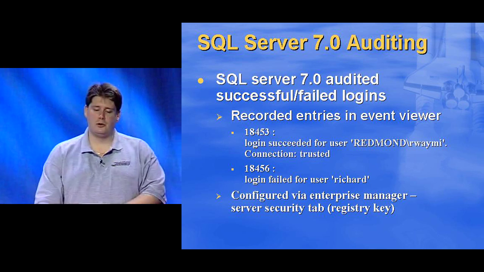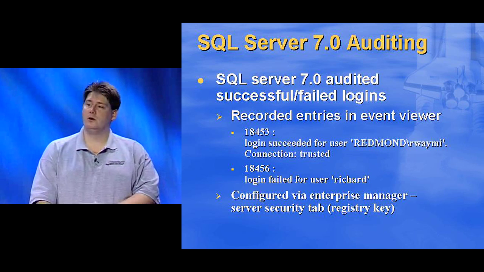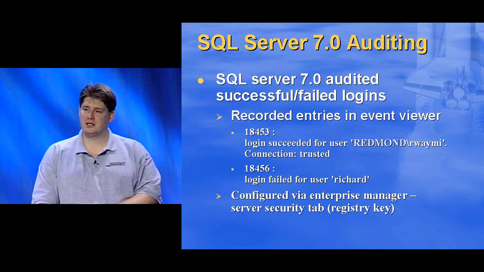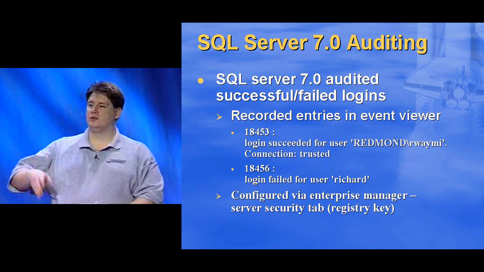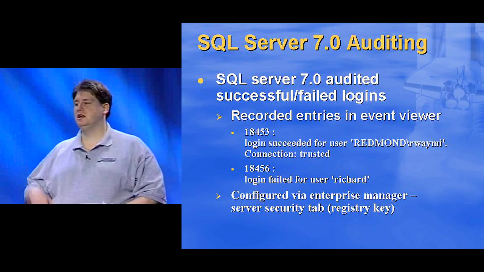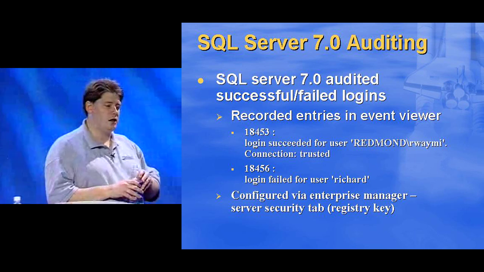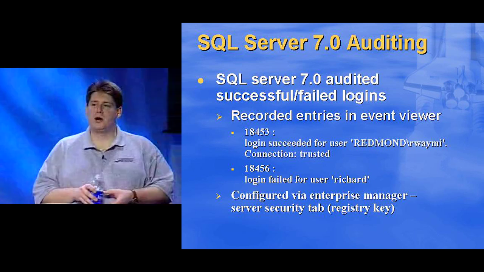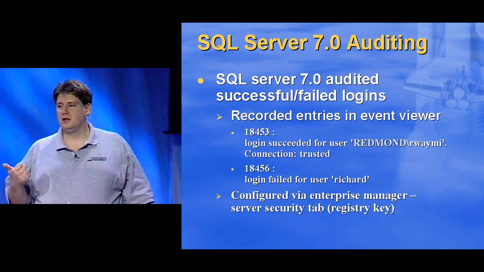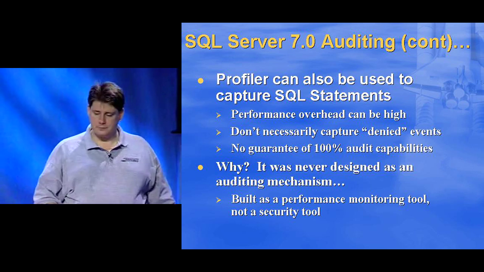So a couple of events I put here on the slide deck. Event 18453 was login succeeded for whoever, Redmond or Waymire, connection is trusted in this case. And 18456 was login failed for user, and then in this case I used a standard security user of Richard. So you'd see these out in your NT event log under the application entry of the event log. And you configured this via Enterprise Manager, which again simply set a registry key that was, I want to configure all successful logins, all failed logins, or both. So not a lot of granularity.